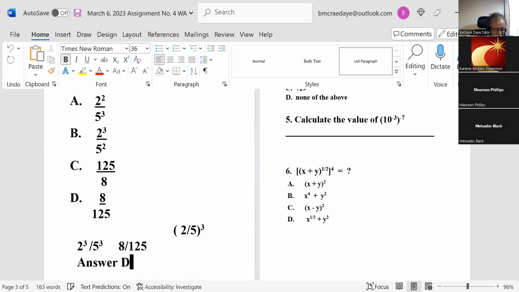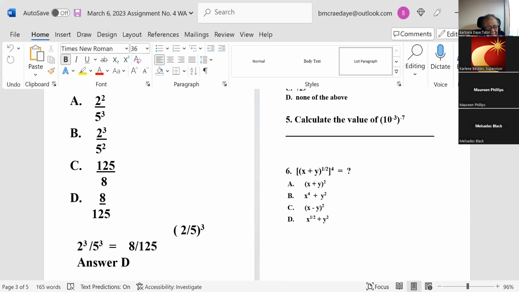Yes, I was looking at it. Yeah, you got it. It's numerator over denominator. So the 2 is the numerator. So to the third power, 2 to the third is 2 times 2 times 2. That's 2 times 2, 4 times 2 is 8, right? And then 5 to the third is 5 times 5, which is 25 times 5 is 125. So your answer is D.